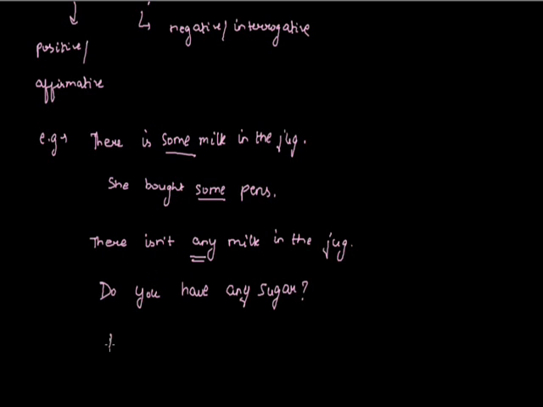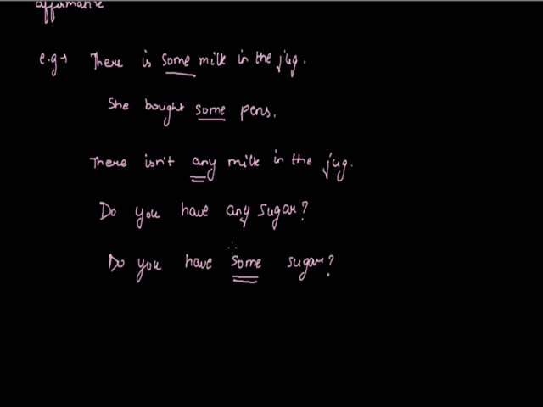If I write, do you have some sugar? So here the sentence is correct. But why is it correct? Here some is used in interrogative sentences for a polite request. For a polite request, we can use some in interrogative sentences for which we are expecting a positive answer.